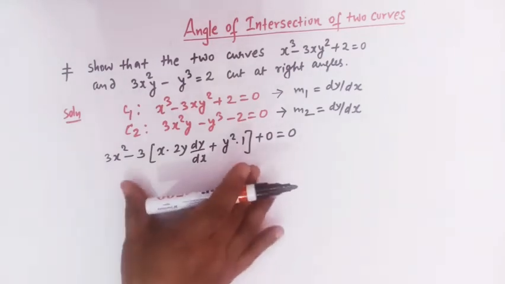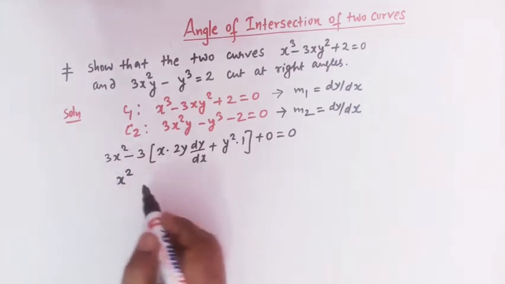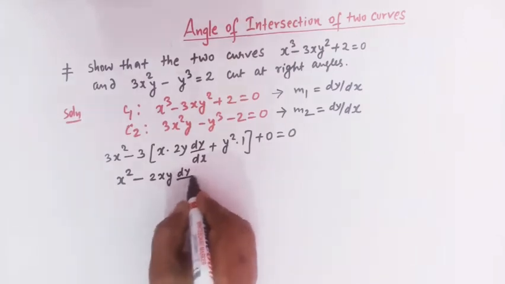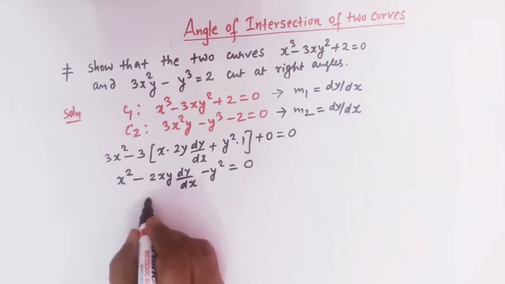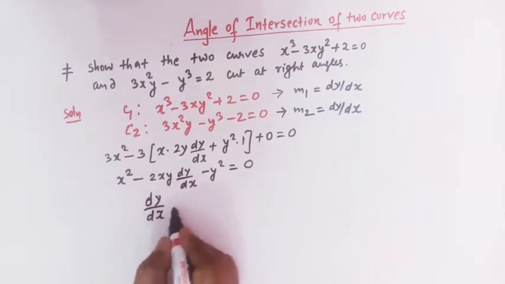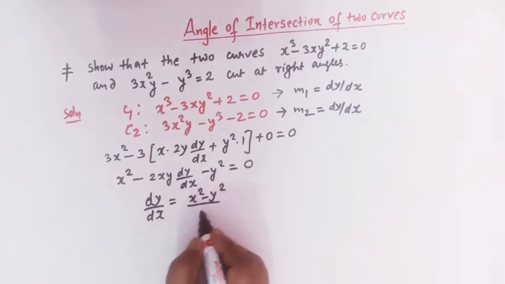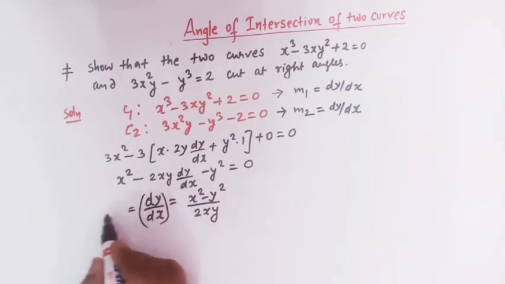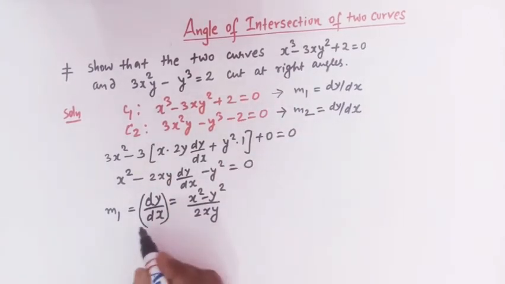Now if we simplify it, dividing throughout by 3, we have x square minus 2xy dy over dx minus y square is equal to 0. So dy over dx is equal to x square minus y square over 2xy. So this is the slope of the tangent to this curve C1 at some point x comma y.